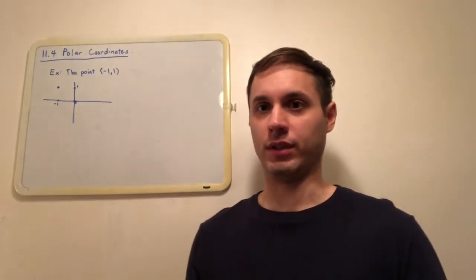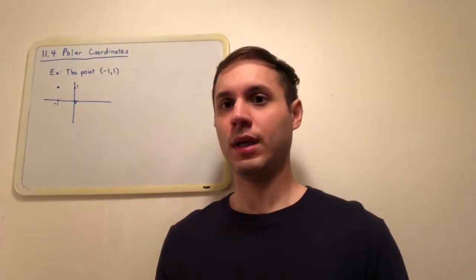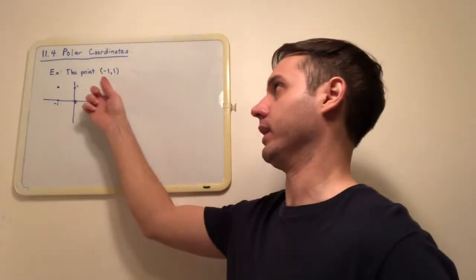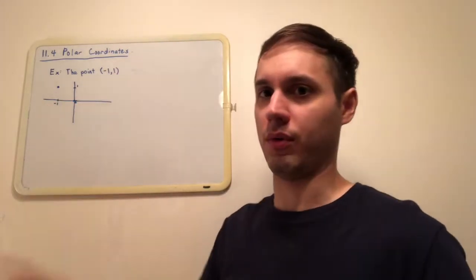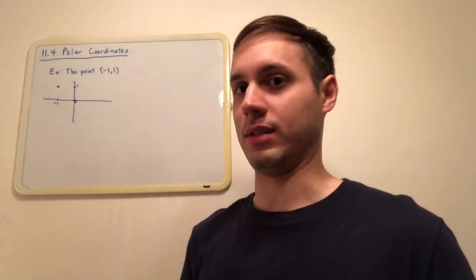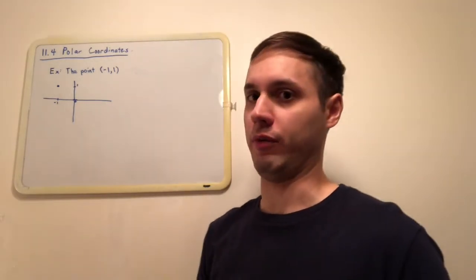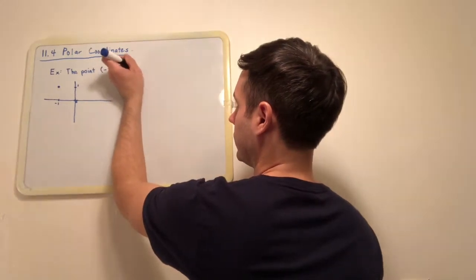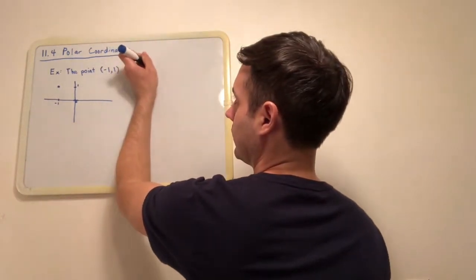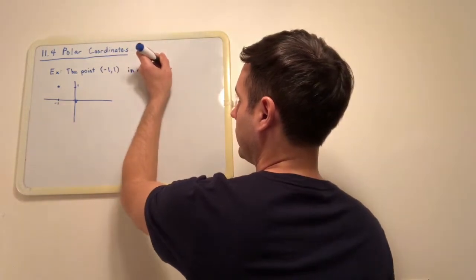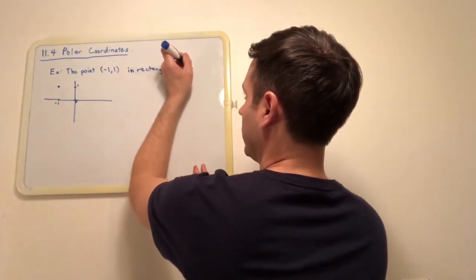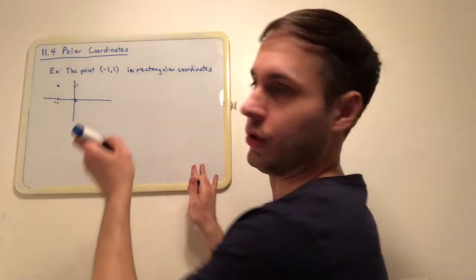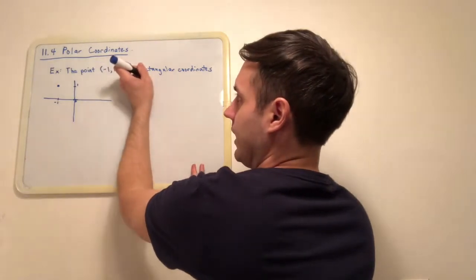Hi everyone, so section 11.4 is all about polar coordinates, and I'm going to start out with a basic example. We've got the point -1, 1. Now this point is written in the standard coordinate system that we're used to. -1, 1 is written in rectangular coordinates. Rectangular coordinates are also called Cartesian coordinates. You might also hear that.